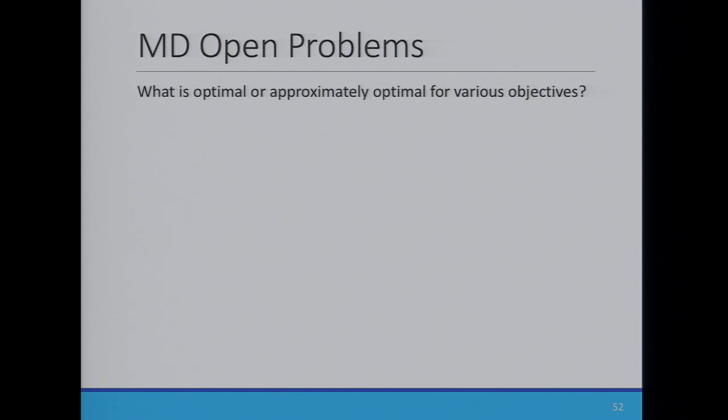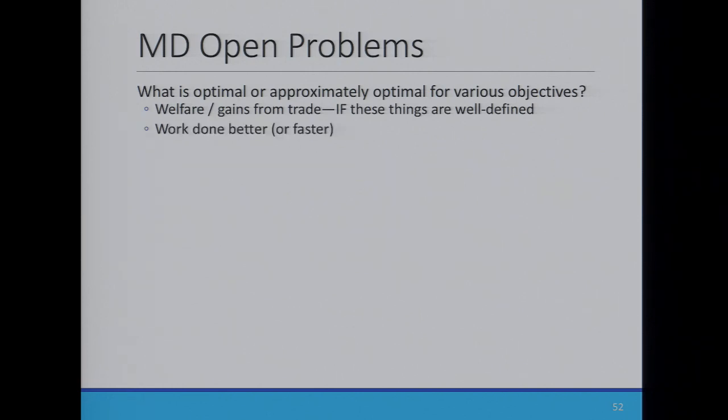Okay, so what are open problems in this area? We can just look at what is optimal or approximately optimal mechanism design for various objectives. So maybe we want to maximize welfare gains from trade if we're in a model where these things are known. Maybe we just want to say work is done better or faster, or we want to say there's high feedback in ratings, or we use the question of would you hire this person again?